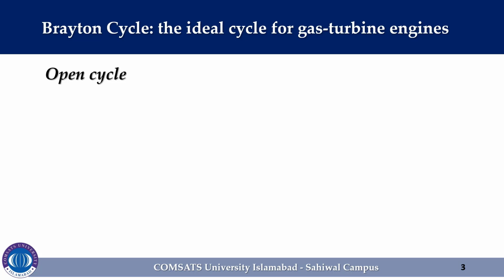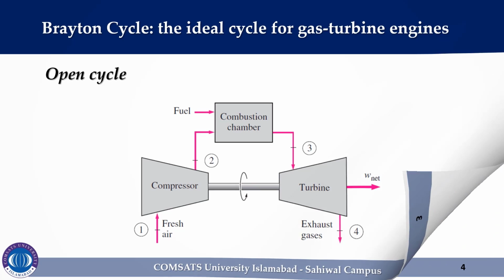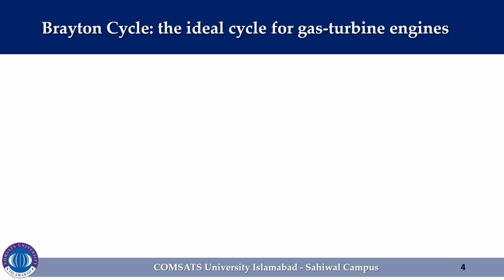Gas turbines usually operate on an open cycle, as shown here in the figure. As you can see, fresh air at ambient conditions is drawn into the compressor, where its temperature and pressure are raised. The high pressure air proceeds into the combustion chamber, where the fuel is burned at constant pressure. The resulting high temperature gases then enter the turbine, where they expand to atmospheric pressure while producing power. However, the exhaust gases leaving the turbine are thrown out, not circulated, causing the cycle to be classified as an open cycle.